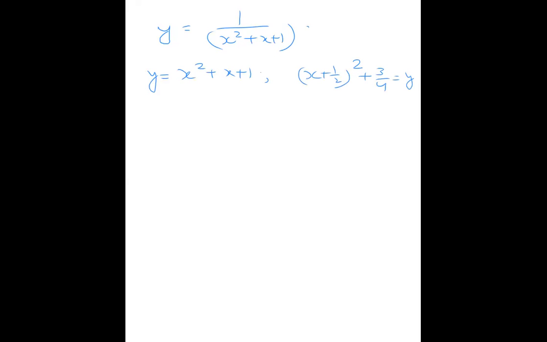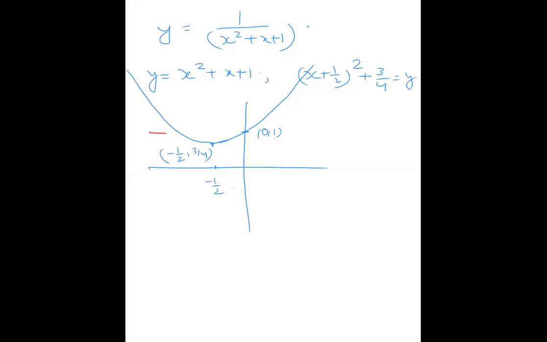Means at x is equal to minus half, we are getting the value 3 by 4. And we can clearly see that at x is equal to 0, we are getting this value as 1, right? This is minus half comma 3 by 4.